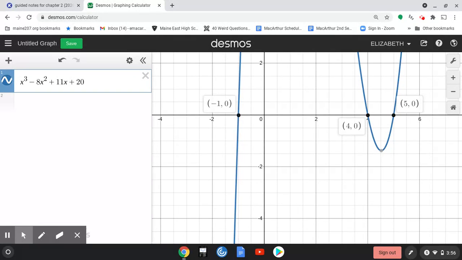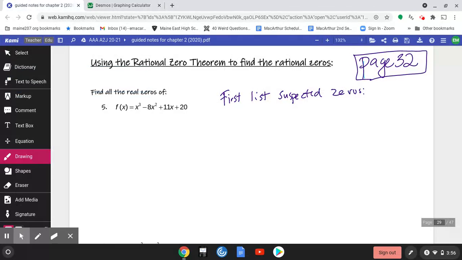So we're not just going to take the graph's word for it, but this is what we're going to list as our suspected zeros. And we're going to prove it using synthetic division. So -1, 4, and 5 are our suspected zeros. So go back here. -1, 4, and 5. Those are our suspected zeros.